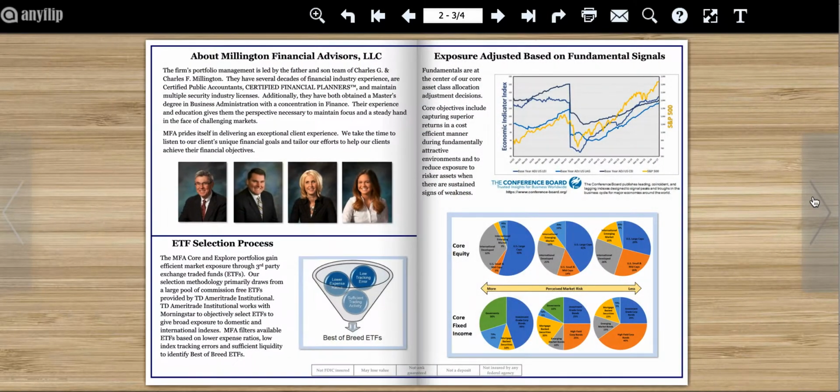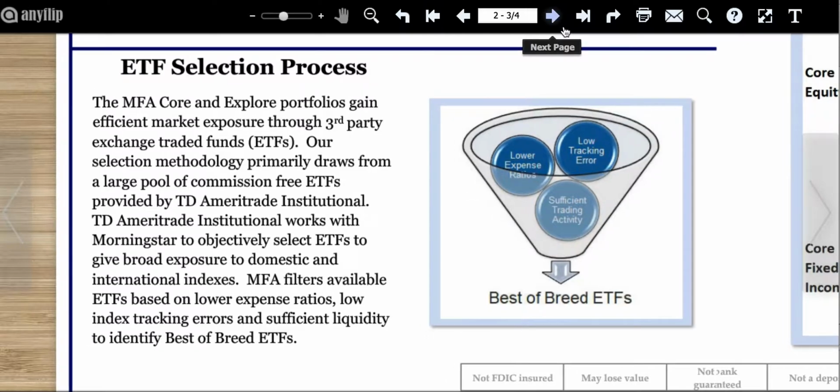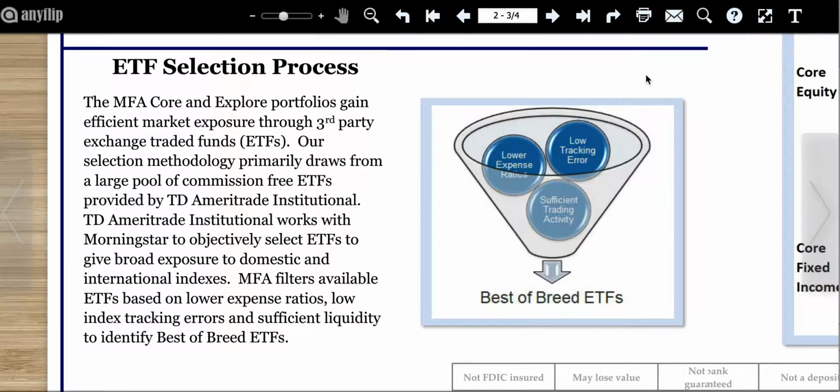On the inside of our brochure, we give a little background on who we are and how we serve. Hopefully our focus on exceptional client service comes through. Within this section, we highlight our ETF selection process. We primarily use ETFs from the commission-free ETFs available to us from TD Ameritrade.